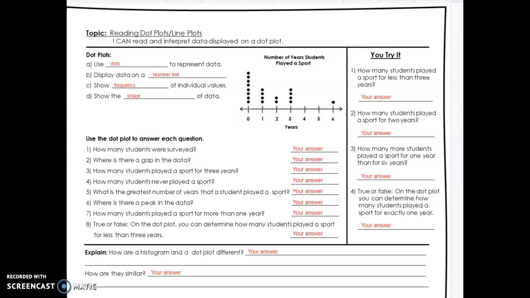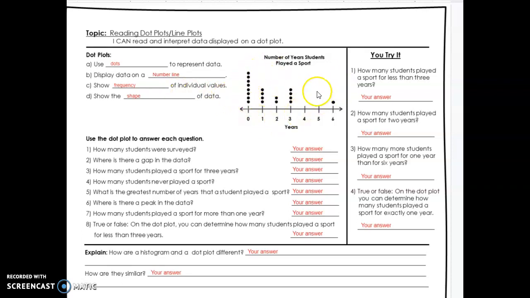Everyone. Today we are going to talk about reading dot plots. So far we've talked about histograms, which have the bars and the intervals of numbers, and today we're going to talk about dot plots. So what you should know about dot plots is they're going to use dots to represent the data. The data will be on a number line, and it'll show the frequency, which is the number of each individual value, and it also shows the shape of the data.